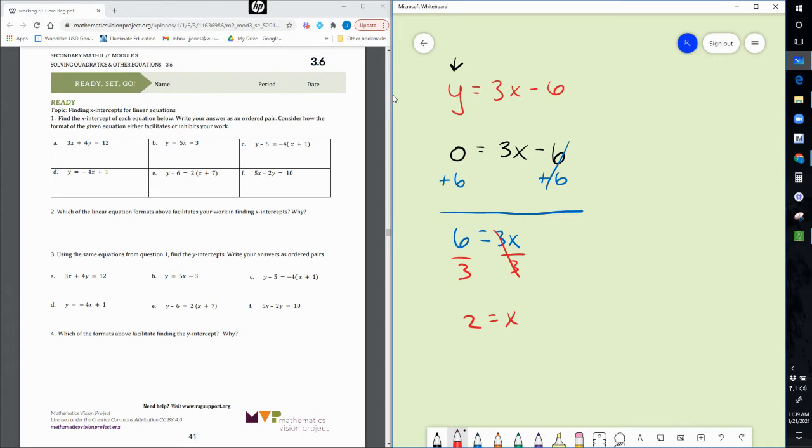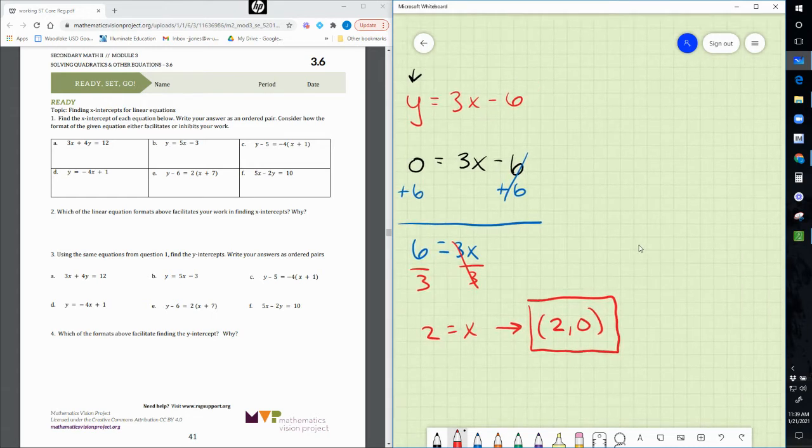So we want the answer as an ordered pair. This is part of our answer, but now we're saying that whenever x equals 2, y equals 0. So this is the answer as an ordered pair. So that's how you do number 1, A through F, how to find the x-intercept for any equation. You just plug in 0 for all your y's.